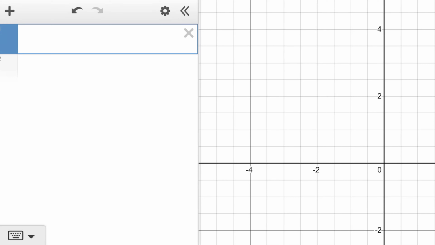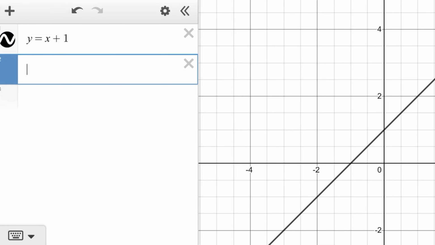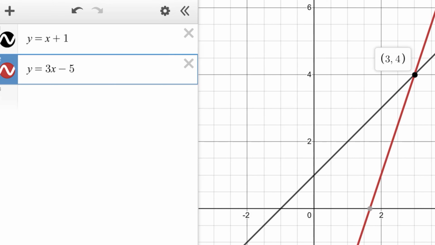Again, let's verify the answer using the graphing method. We have y is equal to x plus 1. And our second equation is y is equal to 3x minus 5. So if we look at the graph, yes, the graphs will meet at 3, 4.